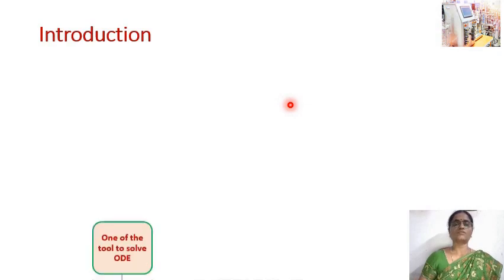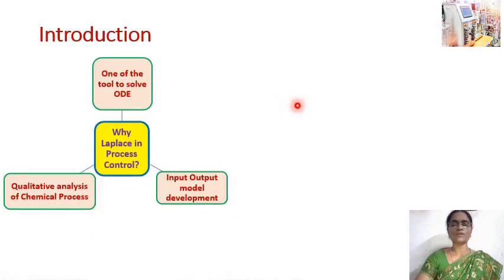So let's begin with the introduction. What is the role of Laplace transformation in process control systems? We know that in process dynamics and control, we have a process, and there will be a relationship between the input and output variables. The real process is converted into a set of mathematical equations by using the basic laws of energy conservation, conservation of mass, etc.